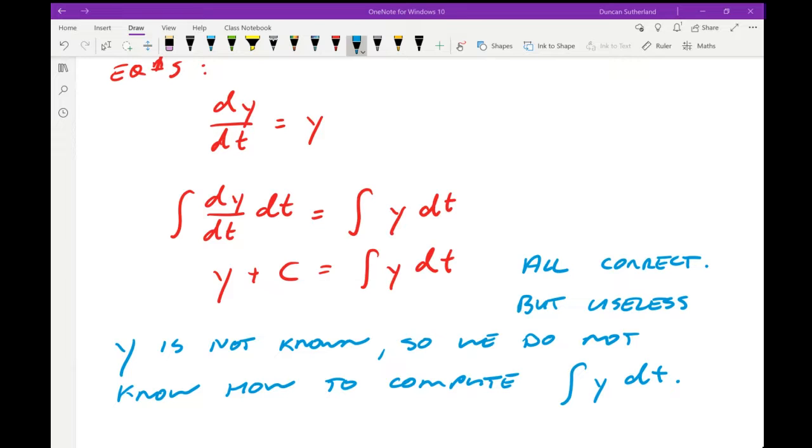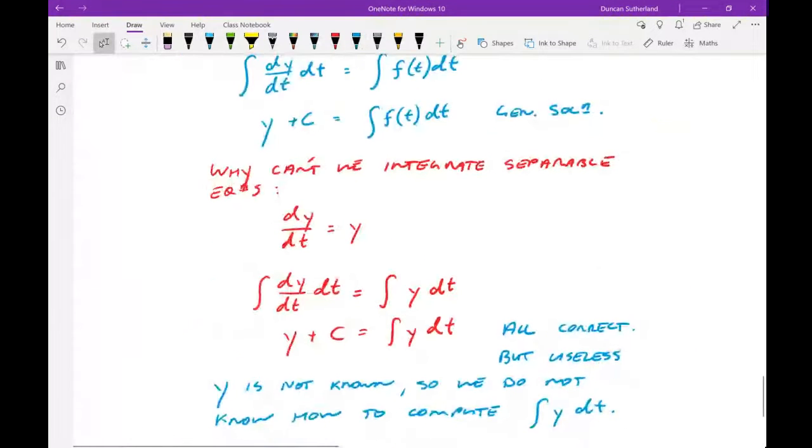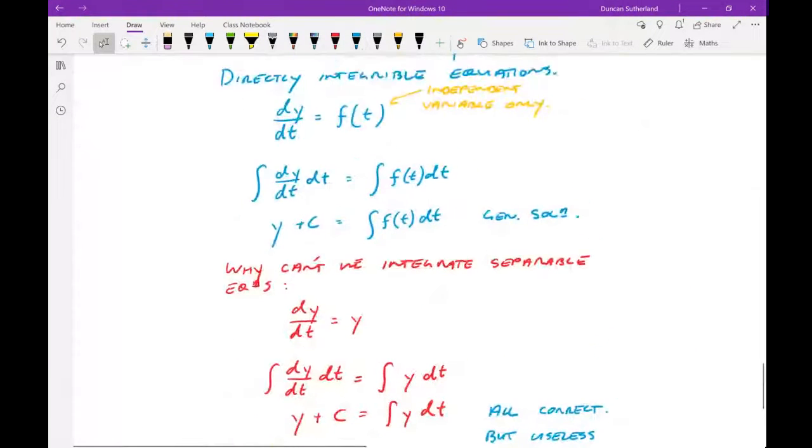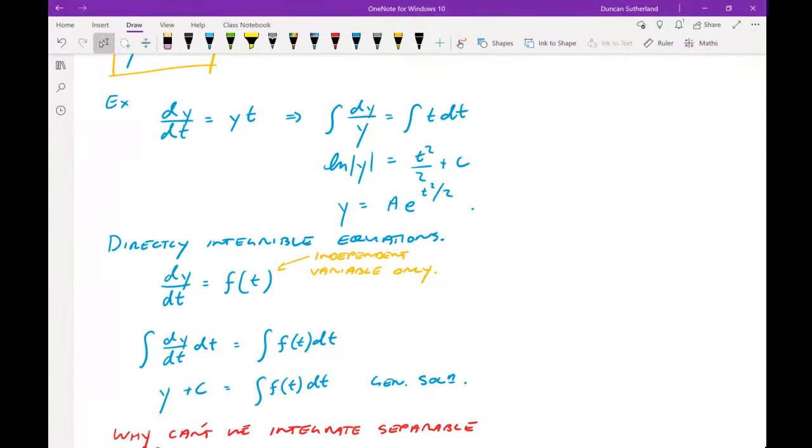Hey, Duncan. Yo. Earlier in your OneNote document, you had the integral of dy over y equals the integral of dt. Yep. What are you integrating those with respect to? On the left-hand side, with respect to y, and on the right-hand side, with respect to t. That's a good point. I should clarify that.